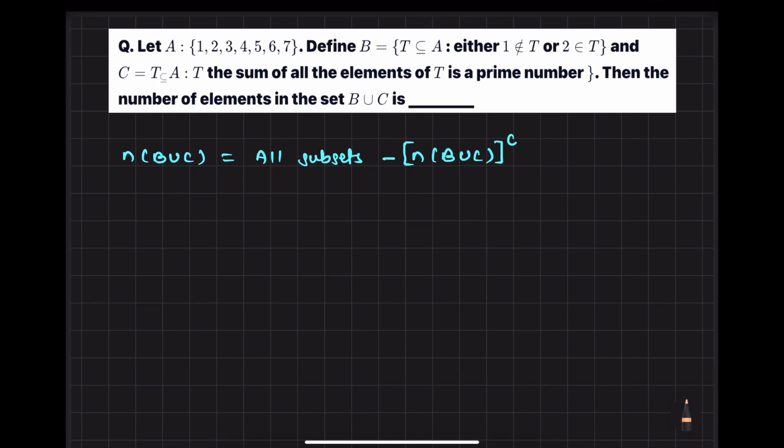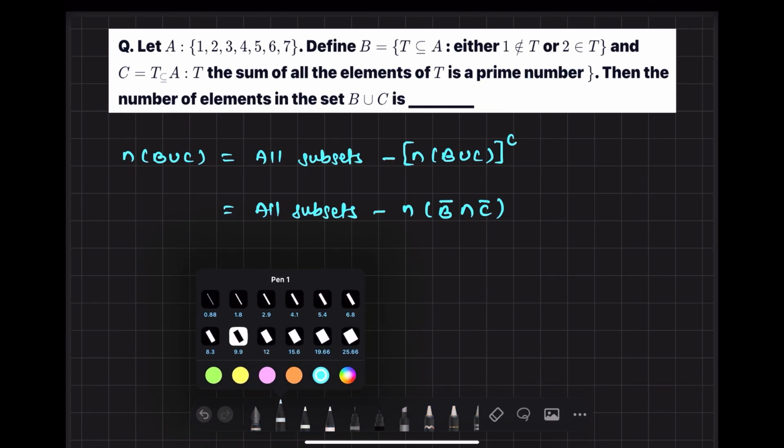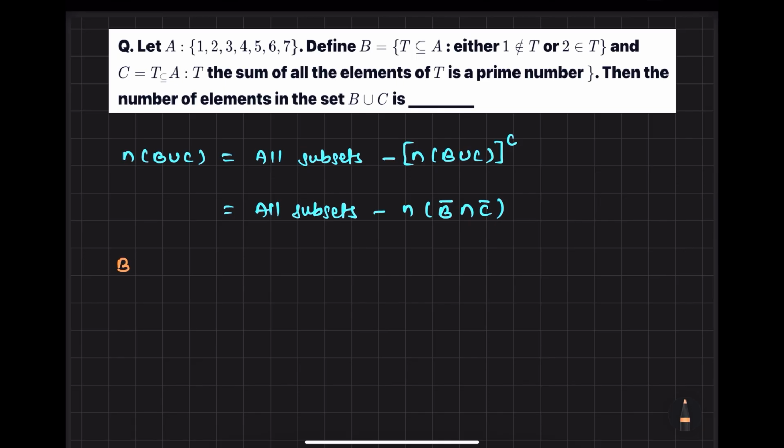So now try to understand what this complement stands for. This means you will have to find all subsets minus n of, you are taking the complement, so everything will become reversed. So B will become B bar, union will become intersection, and C will become C bar. So you have to find out this thing. Now you know who B is, so we have to find out B bar, okay. So who is B bar?